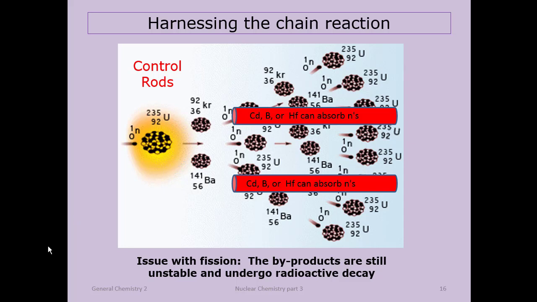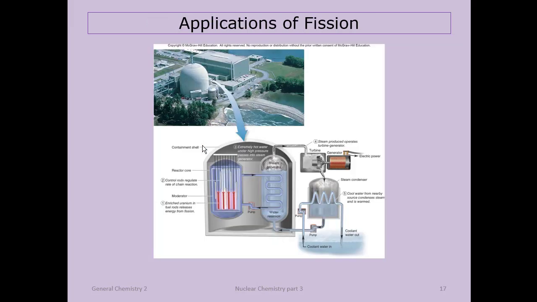And also, if you go back to your prior videos and look at how to predict whether something would undergo radioactive decay, you would see that the byproducts of these fission reactions almost always create new isotopes that themselves are radioactive. So the problem with fission is that basically all the byproducts are radioactive. So we have to manage that radioactive decay so that we don't expose people to radioactive poisoning, in essence.